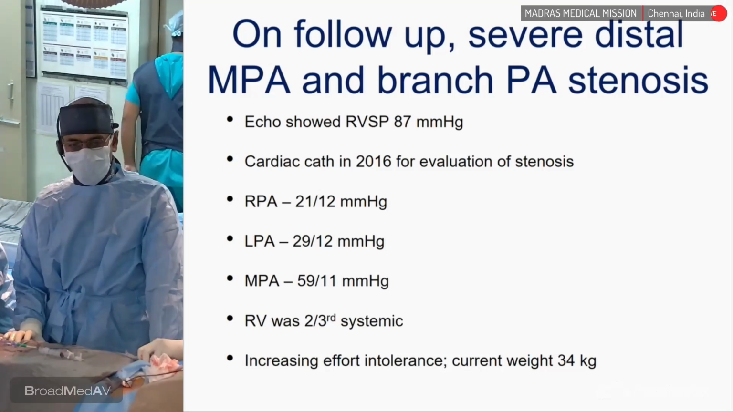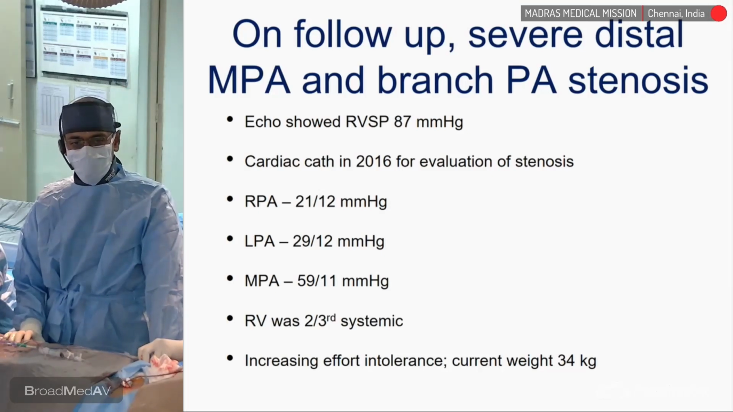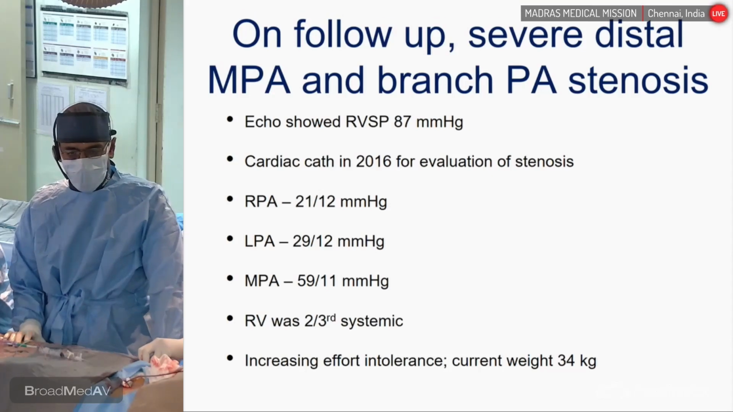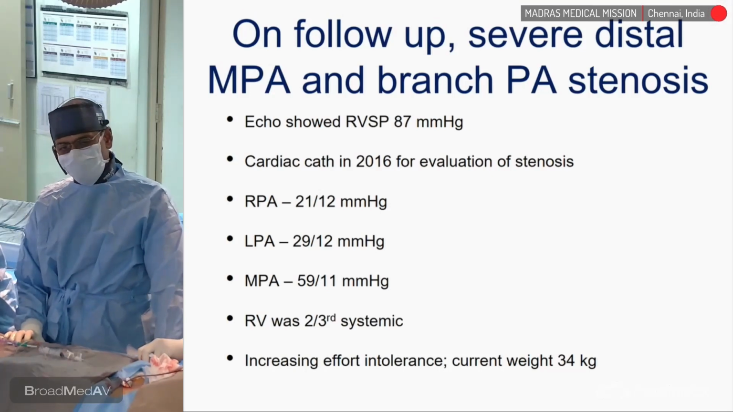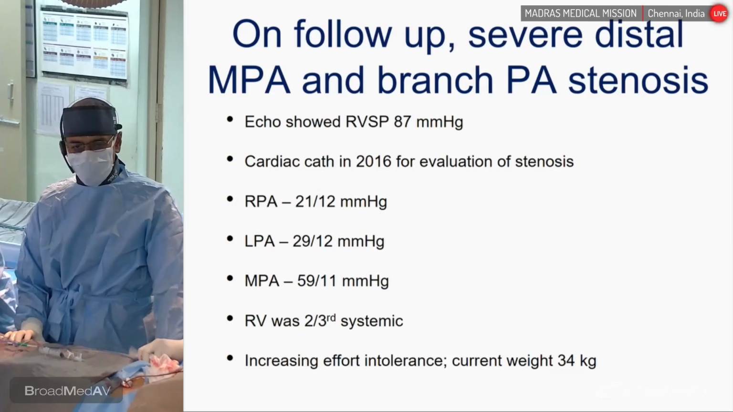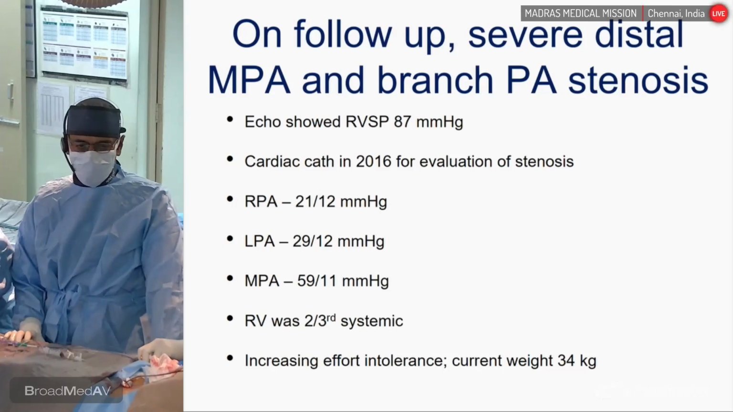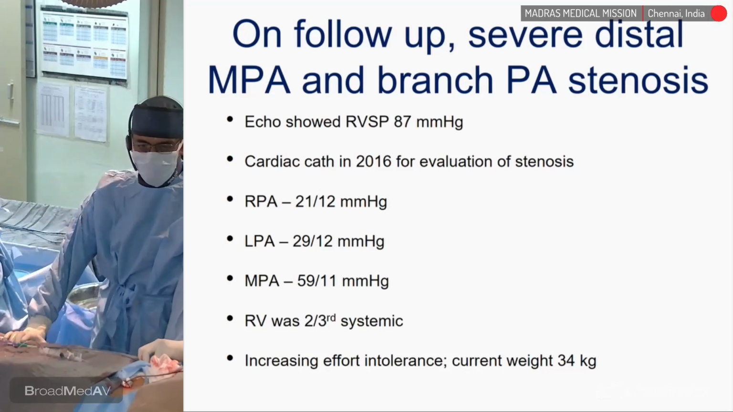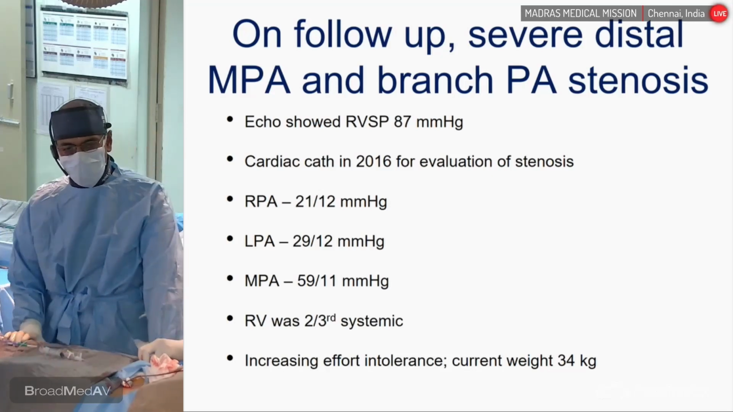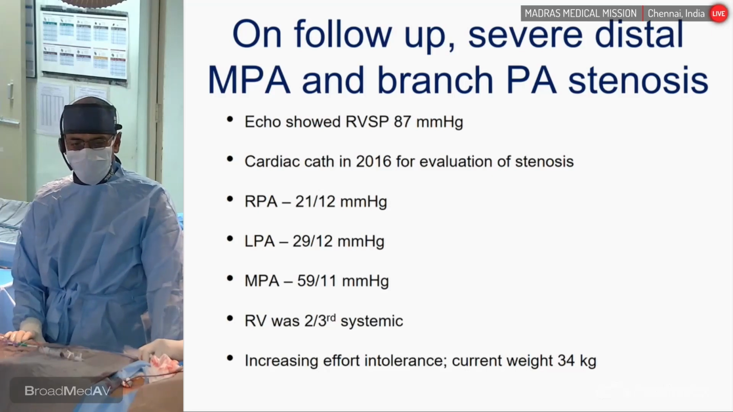On follow-up, the patient was progressively identified to have severe distal main pulmonary artery stenosis. The echocardiogram showed a right ventricular systolic pressure of close to 90 millimeters of mercury. She underwent a cardiac catheterization way back in 2016, where the gradients were around 30 to 35 millimeters of mercury and the RV was 2/3 systemic.